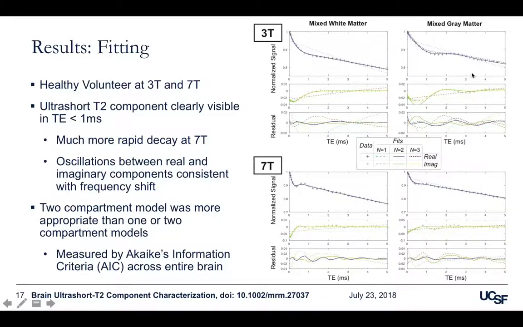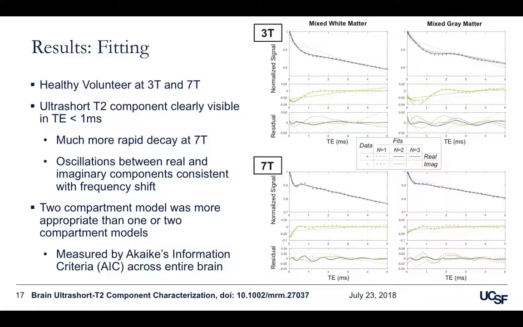And then the top plots and the middle plots here of the normalized signal are the real and imaginary component. We found these very useful because we can actually see nicely oscillations in these signals that are consistent with there being a frequency shift. We really wanted to have this confirmation, given that we had seen some oscillatory eddy current artifacts. This real and imaginary fitting was very inspiring to give confidence in these fits.